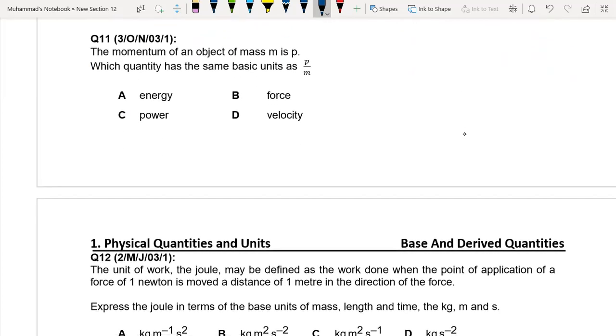The momentum of an object of mass m is p, which quantity has the same basic units as p over m.